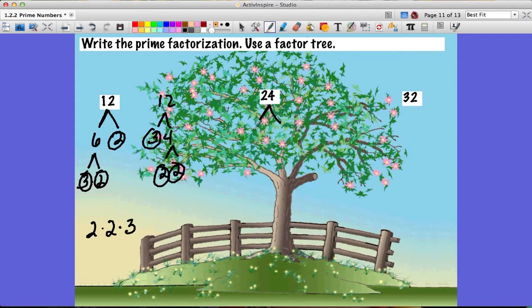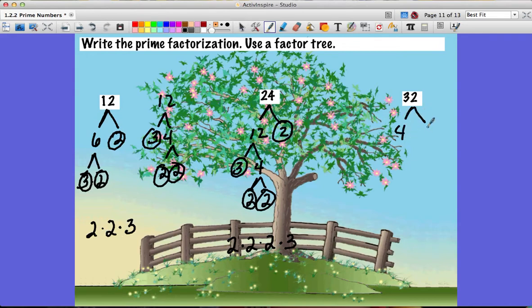24, I'm going to break it down into 12 times 2. 2 is already a prime number. I can break down 12 into 3 times 4, because 3 is already a prime number. And I can break this down into 2 times 2. Any way that you did it, you should have ended up with 2 times 2 times 2 times 3, which makes sense because since 24 is double as much as 12, or 2 times 12, it would make sense that I have one extra 2 in here than I did in here.